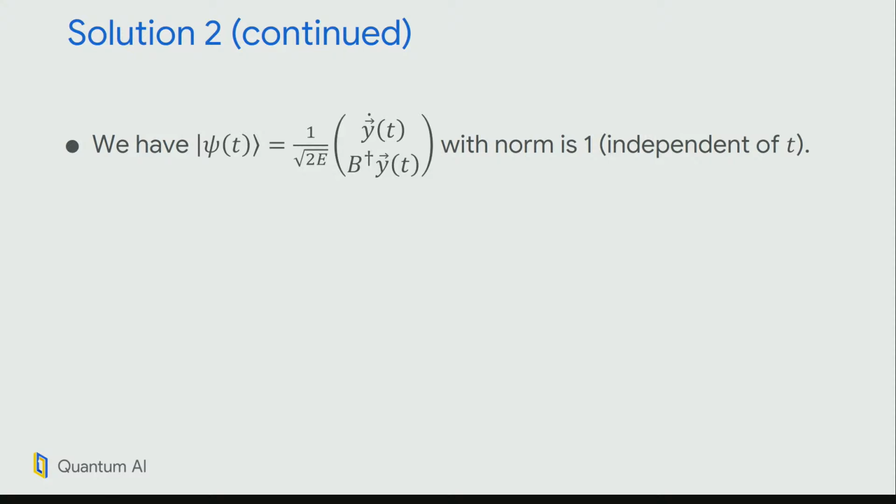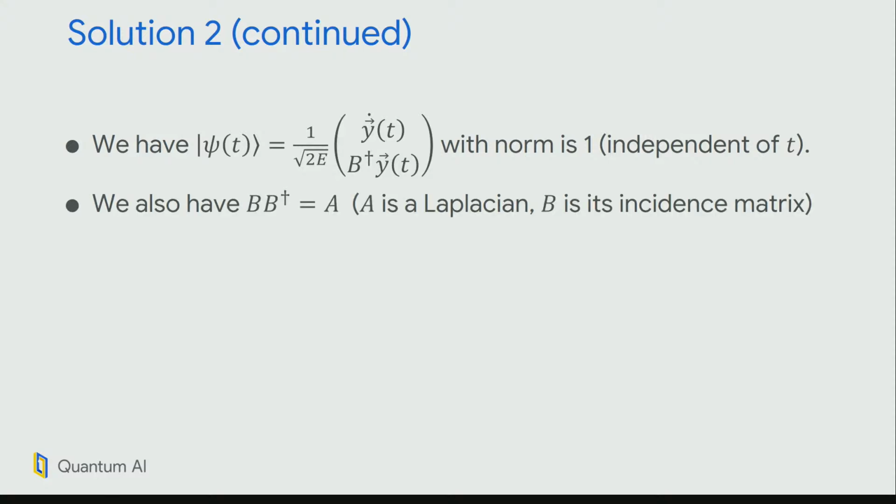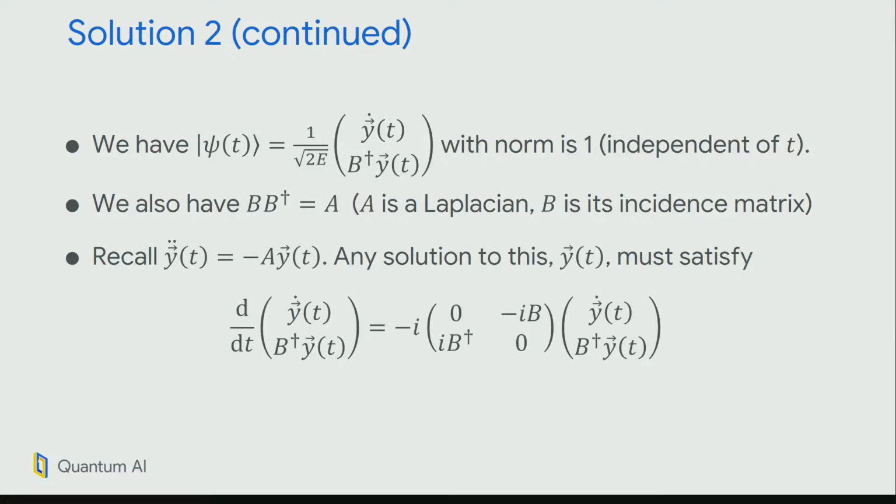The second fact, which is true but I won't prove it here, is that in fact b b dagger is A. This is the A from the equation we're trying to solve, y double dot equals minus A y. This happens because A is a graph Laplacian, and b is its incidence matrix. It's just a thing that is true. You can verify it by computation.